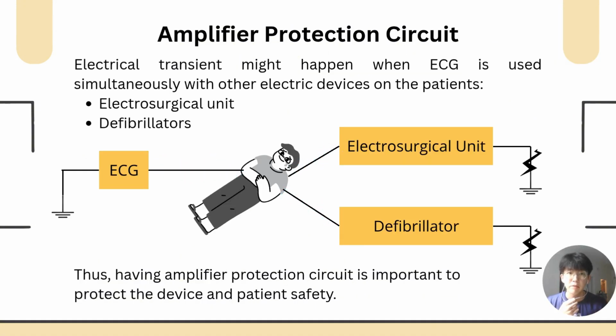First of all, talking about the amplifier protection circuits, why we need to use an amplifier protection circuit is due to the reason that electrical transients might happen when ECGs or any other biopotential amplifier is used simultaneously with other electronic devices on the patients, such as electrosurgical units and defibrillators. If one of these units has faulty conditions, leakage current will enter the patient's body, back to the ECG or the amplifier circuitries, back to the ground, and it will cause microshock and macroshock hazards. Thus, having an amplifier protection circuit is important to protect both the device and the patient itself.